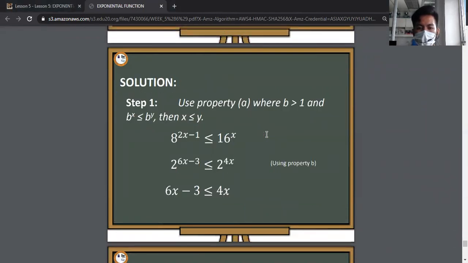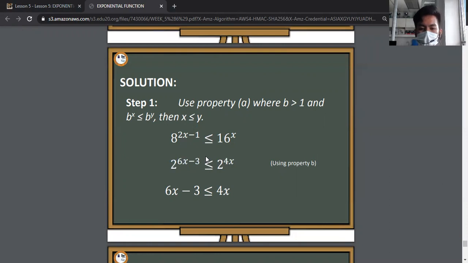So our solution, use the property A where b is greater than 1 and b raised to x is less than or equal to b raised to y, then x is less than or equal to y. So, kailangan po yung base po natin is magkaparehas. So, sinabi na po kanina na gagawin po natin yung base po natin is equal to 2. So, our base is equal to 2. So, ito po, nakuha na po natin siya kanina.